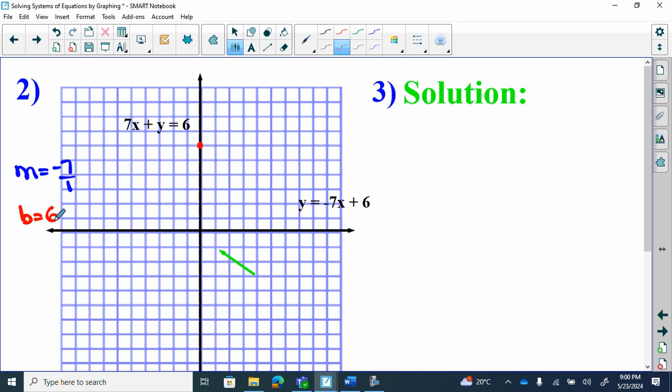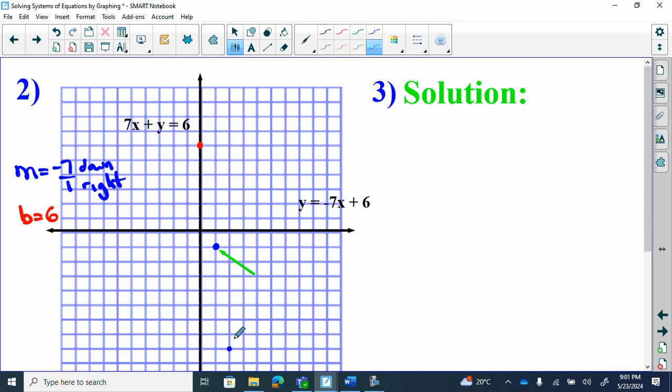So you start with the y-intercept. And then we are going to use our slope. Remember we said this is down and this is right. So I'm going from here. I go down 1, 2, 3, 4, 5, 6, 7 blocks and right 1. I can do the same thing. Go down 1, 2, 3, 4, 5, 6, 7 blocks and right 1.